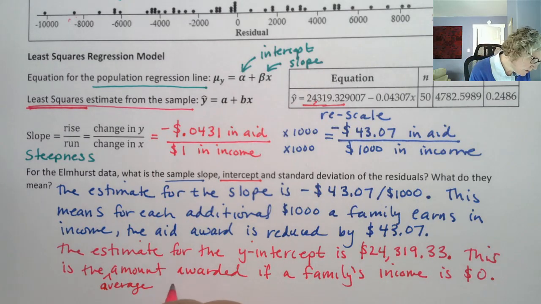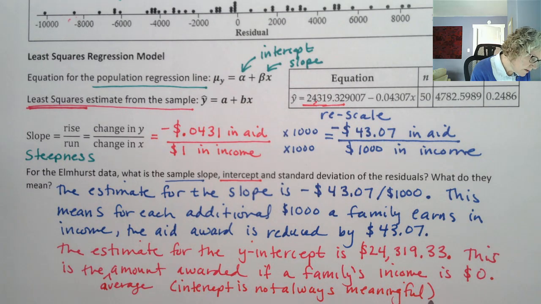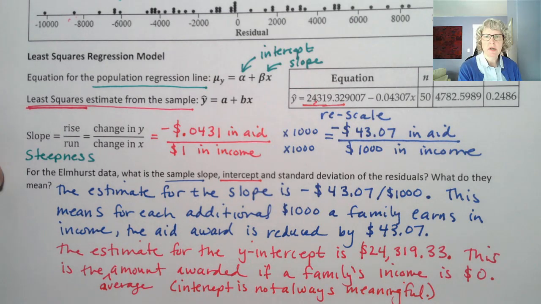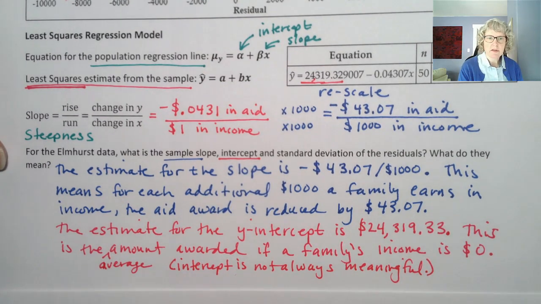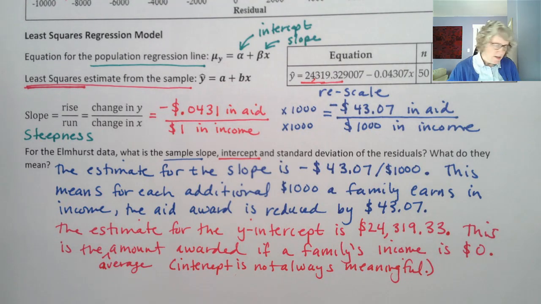And then I'll just make a note. The intercept is not always meaningful. Depending on your situation, you could state what it is and then say this is not meaningful, or it might make more sense to leave it out. So those are decisions you have to make in statistics.